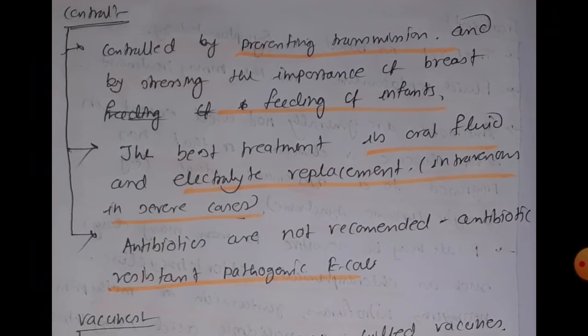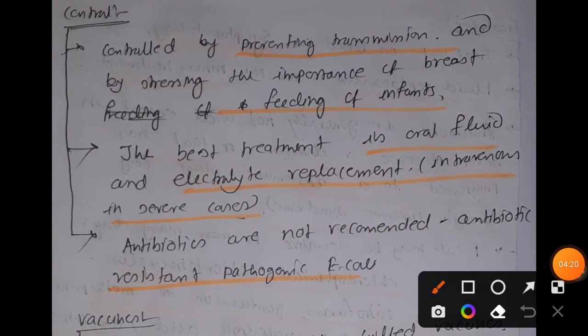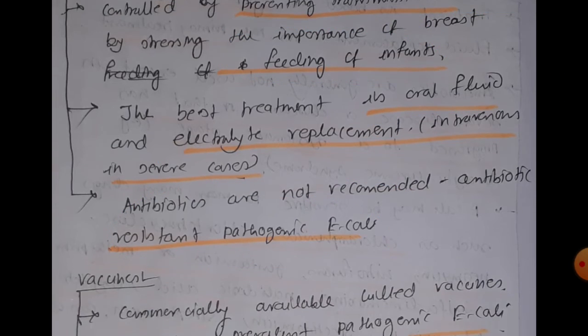Now let's talk about the control of E. coli. It can be controlled by preventing transmission and by promoting the importance of breastfeeding of infants. Transmission can be prevented by maintaining good hygiene. The best treatment is oral fluid and electrolyte replacement, as I have told you. Antibiotics are not recommended because they have the ability to develop drug resistance.